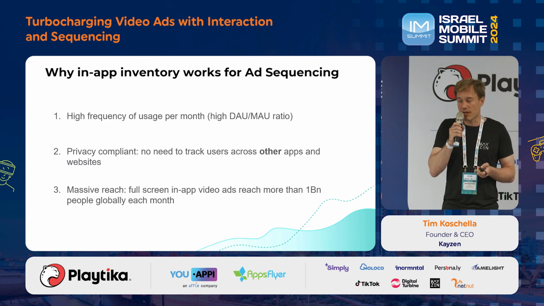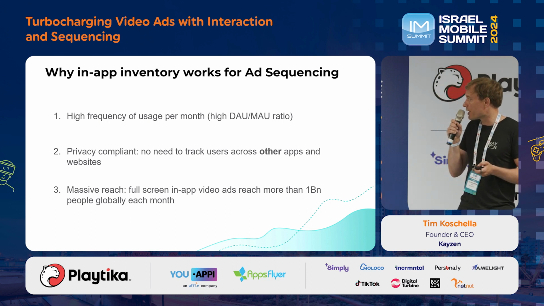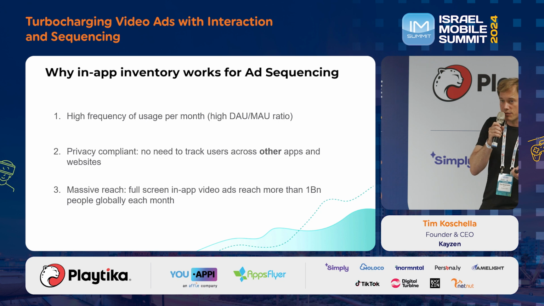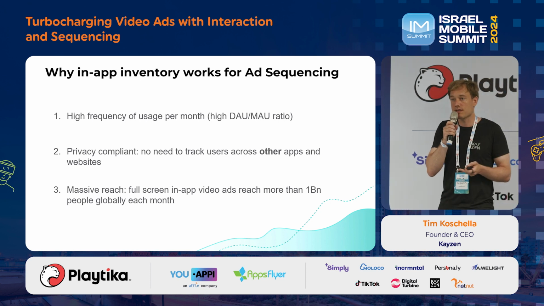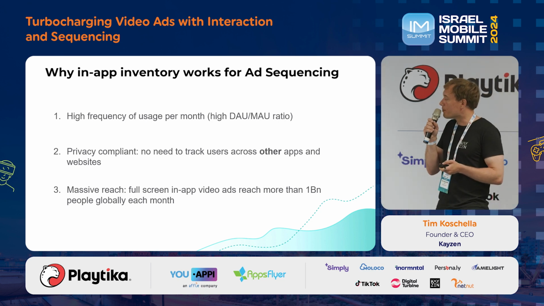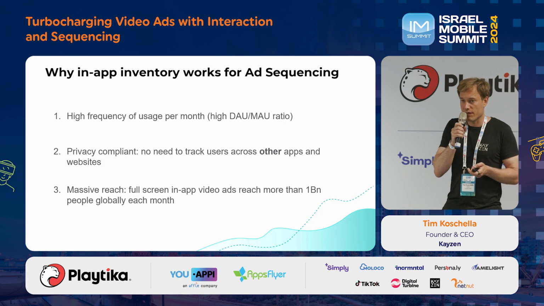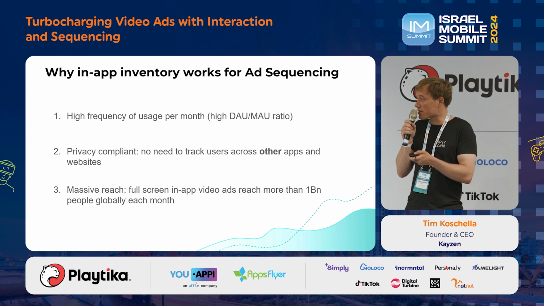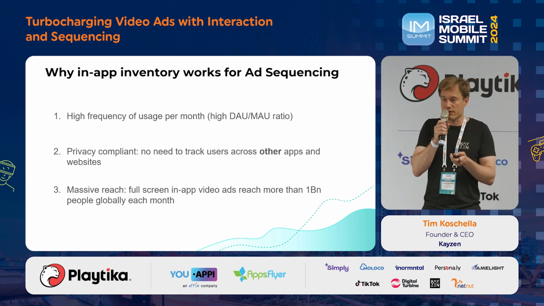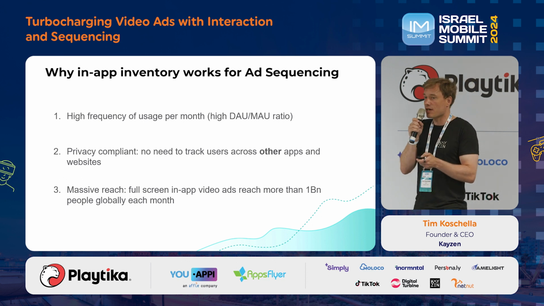And lastly, there is massive scale. The inventory scale that we have for in-app video ads is more than 1 billion users a month across the globe, and this excludes China. So it's a very, very large reach. It's probably not much less than the very large social networks have. Of course, this is inventory from probably 400,000 different apps. So this is how you get the reach.